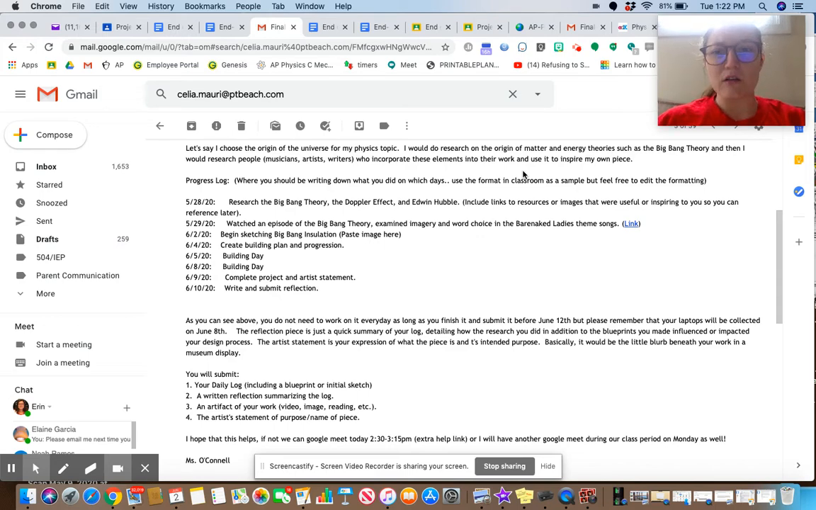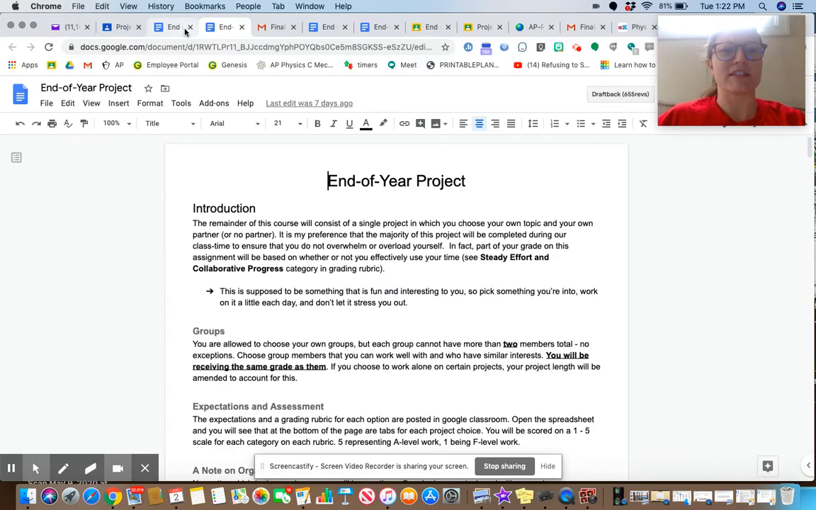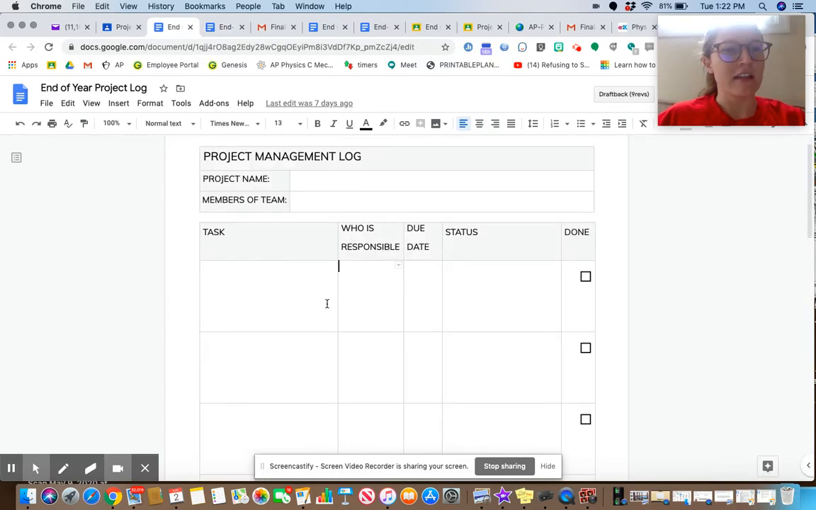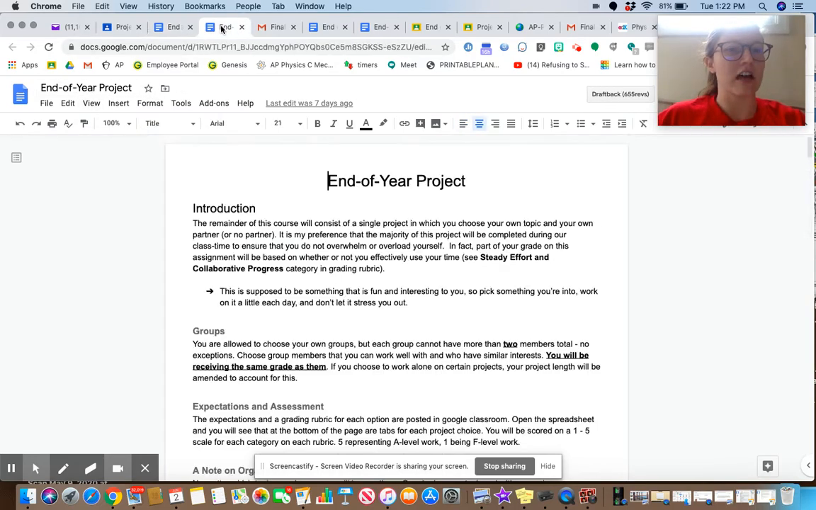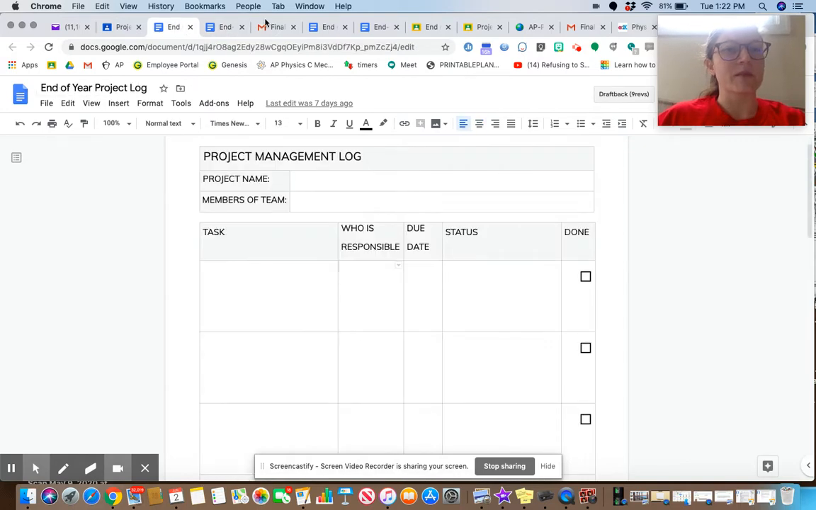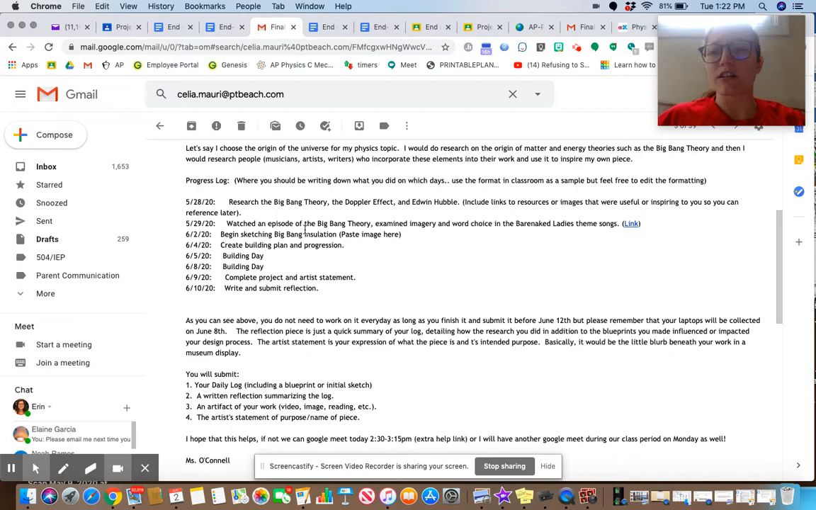So how would my log look? You basically want to write down what you did on what day. And you can use this format as a sample, which is now posted. I'm so sorry, they have very similar names, project log and project. Okay, I attached the wrong document. I'm sorry about that. Most of us started our own logs on Google Docs, and again, that's fine.